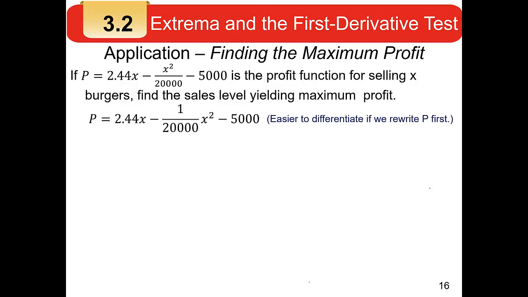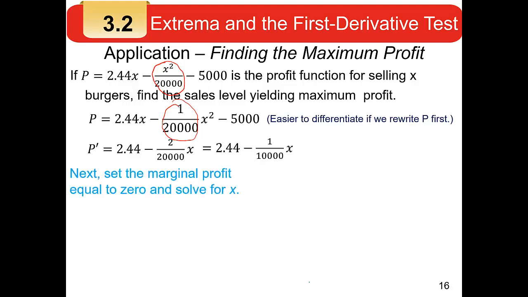You're going to set that equal to 0, but it's easier to rewrite that middle term. Instead of dividing by 20,000, think of it as multiplying by 1 over 20,000. Dividing by 20,000 is the same as multiplying by its reciprocal. That's easier because now you can just use the power rule. So when you take the derivative, you'll get 2.44 minus 2 20,000ths x, and of course 2 20,000ths is the same as 1 10,000th. And you want to set that equal to 0.